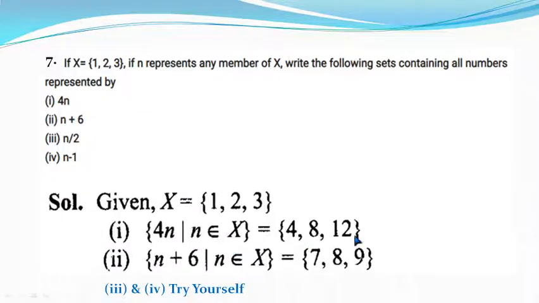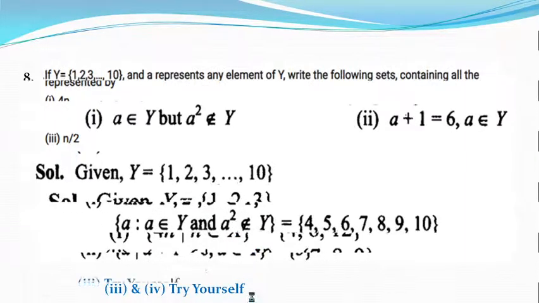This is the first set. Second is n plus 6. So if n is 1, the answer is 7. If n is 2, it will be 2 plus 6, 8. And if n is 3, 3 plus 6, 9. So 7, 8 and 9. Third and fourth parts, students, please try yourself.